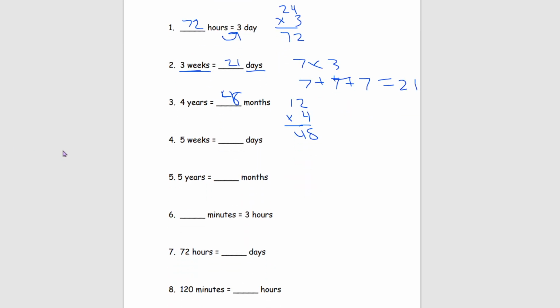For number 4, it's the same as number 2, but this time we have 5 weeks instead of 3 weeks. So instead of just doing 7 times 3, we have to do 7 times 5. And 7 times 5 is equal to 35. So our answer for number 4 is 35 days.